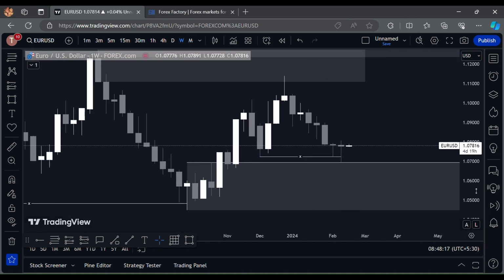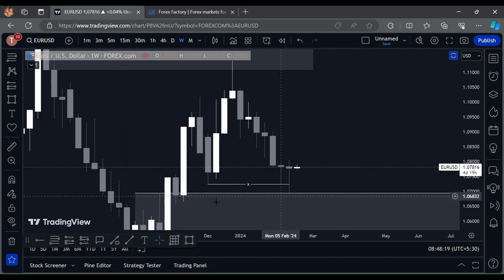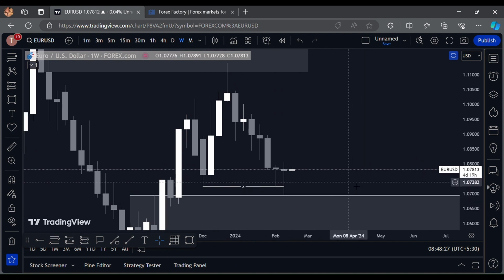So this is the weekly chart, and we can see that we are sweeping the lows and we have not yet mitigated the monthly order block. So there is nothing more to see. Let's move to the dailies now.